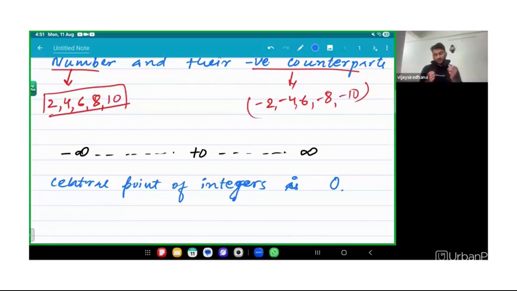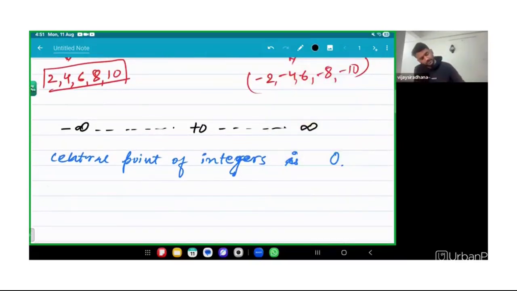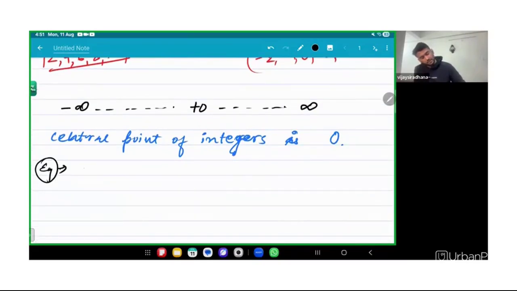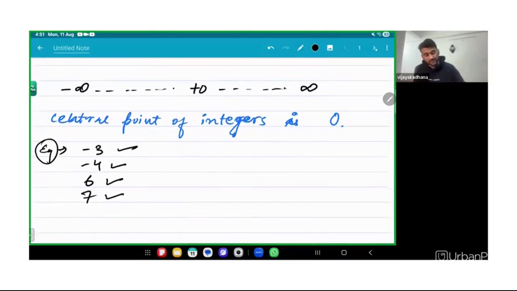Now, again, let's see the examples. -3. It's an integer. Yes, it's an integer. -4. It's an integer, right? 6. Yes, it's an integer. 7. Yes, it's an integer, right? So these are the things.